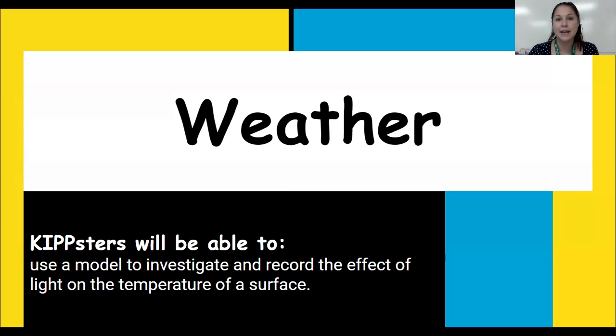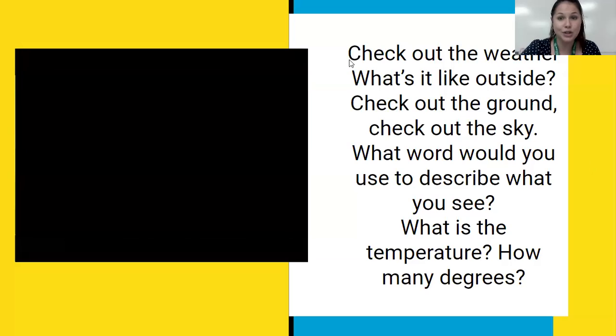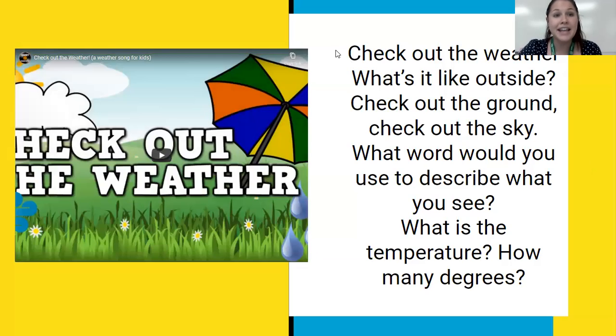Today we are going to keep talking about weather, but more importantly, we are going to keep thinking about that playground problem from last week. We're going to investigate to try to see if we can find out how sunlight might affect the temperature of a surface. So let's jump right into it. I want you to take a few minutes to go ahead and enjoy our weather song.